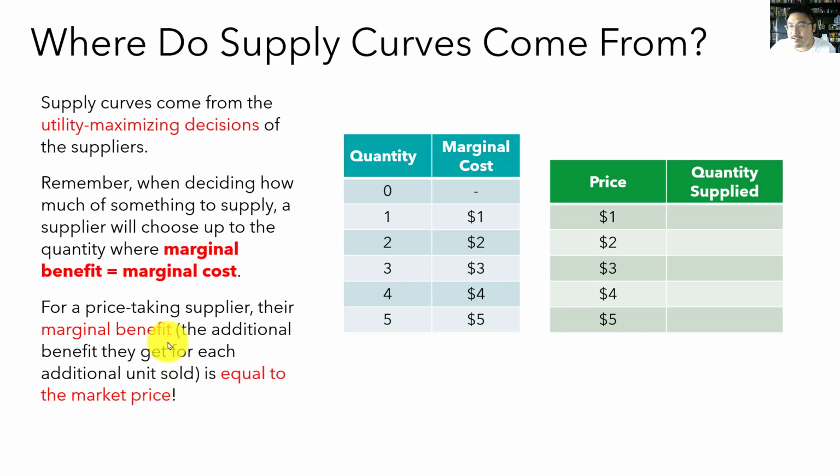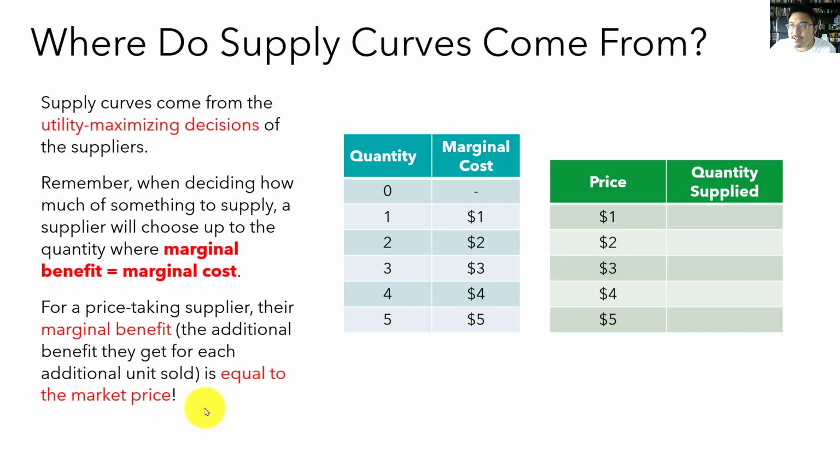Not the marginal cost, right? The marginal benefit, the additional benefit they get from each unit sold is going to equal the price because the payment that they receive for each unit sold is simply equal to the price, right? So for suppliers, their marginal benefit, not their marginal cost, is equal to the price.